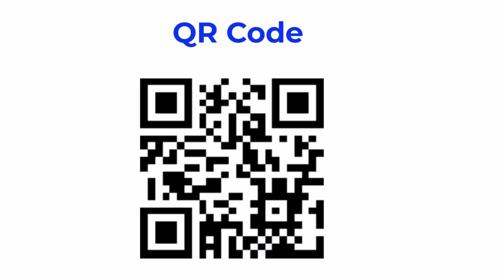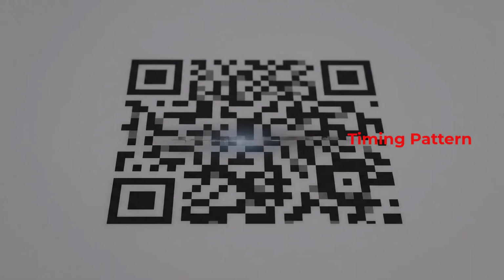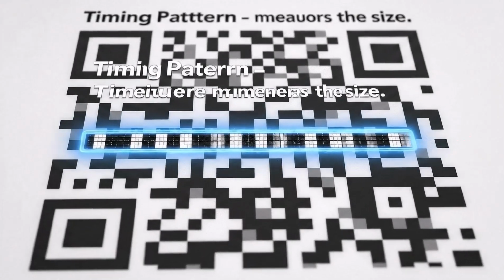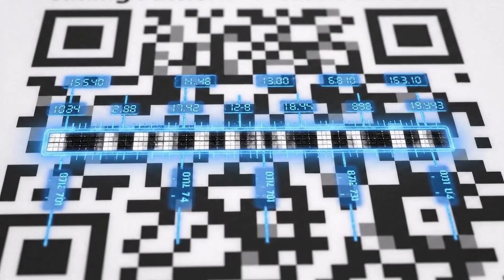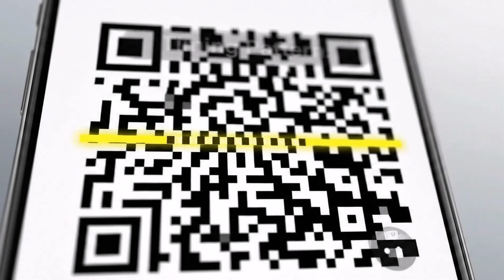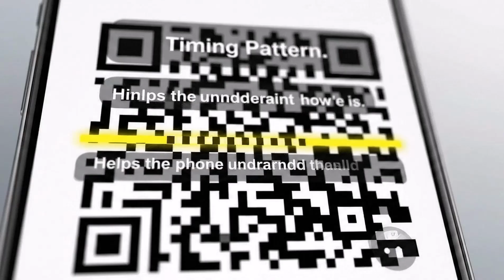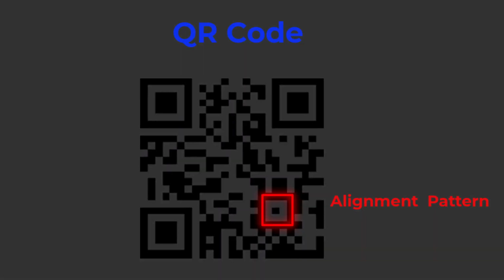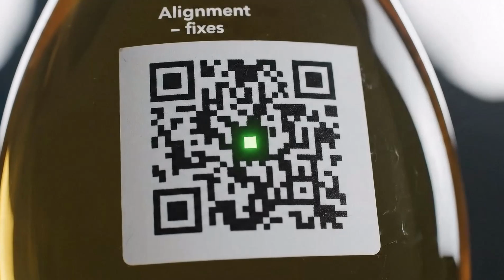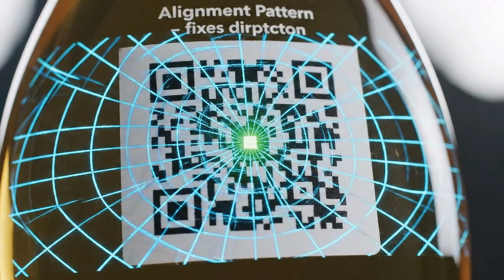Now look closely, and you'll notice thin lines of alternating black and white dots. These are timing patterns. They help the scanner measure the size of the grid. If the QR code is printed small, large, stretched, or on a curved surface, the timing patterns help the phone calculate the exact spacing. Then there are the alignment patterns, small square shapes placed around the code. Their job is to correct distortion. Imagine a QR code printed on a water bottle or a crumpled paper bag.